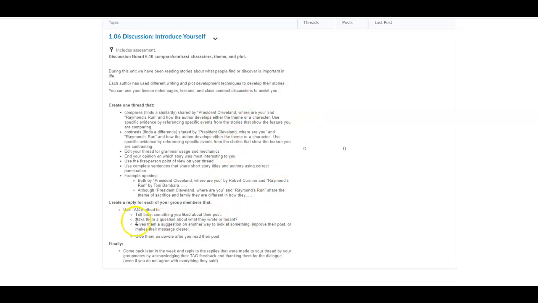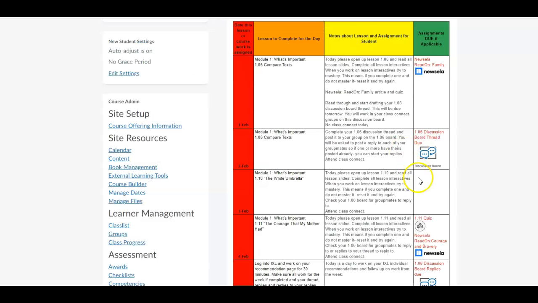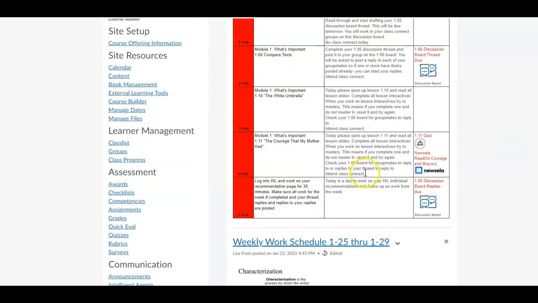And then when you do that, you're asked to use tag, tell, ask, give, and define what that is there. And then there's a voting tool, so give them an upvote after you read their post. And then finally, come back later in the week to reply to the replies that your thread received. And I put a reminder in the weekly work schedule each day to go back and make sure you reply to your group mates. And then again on Friday, your replies are due to your post that you got. All right, so check that out.